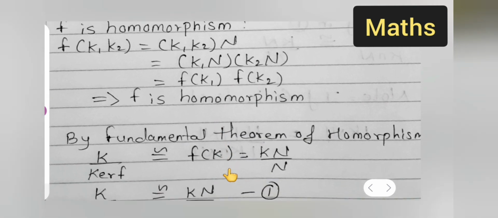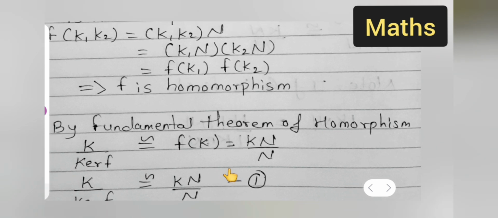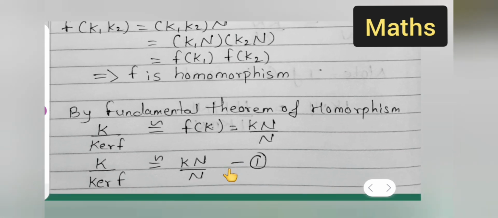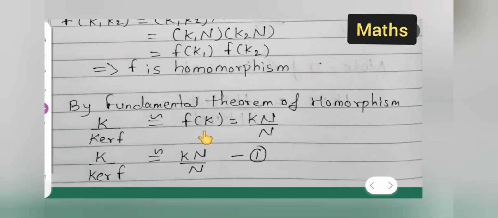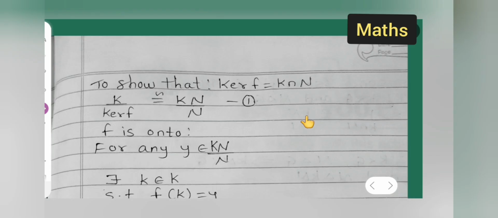Now by the fundamental theorem of homomorphism, K upon kernel of f is isomorphic to f of K, which is equal to KN upon N. So we can write K upon kernel of f is isomorphic to KN upon N, because this is equal to this, and take it as equation 1.